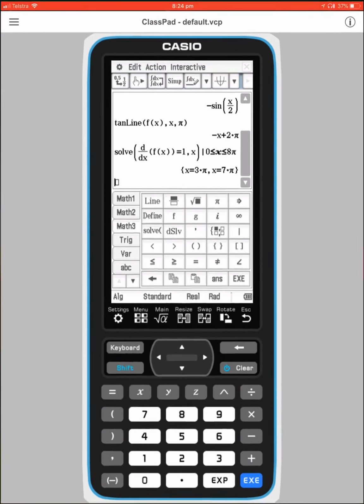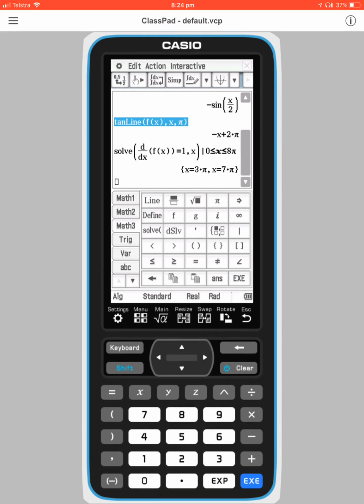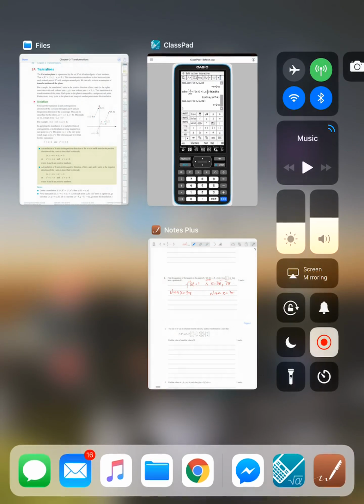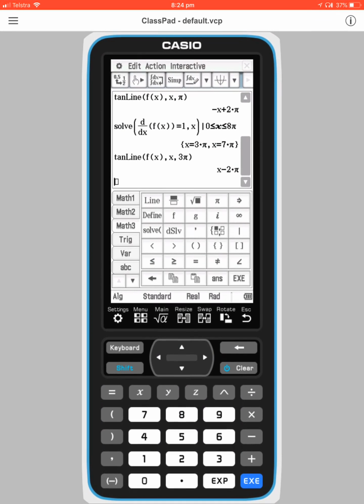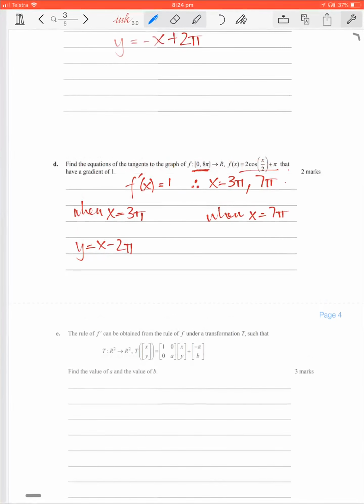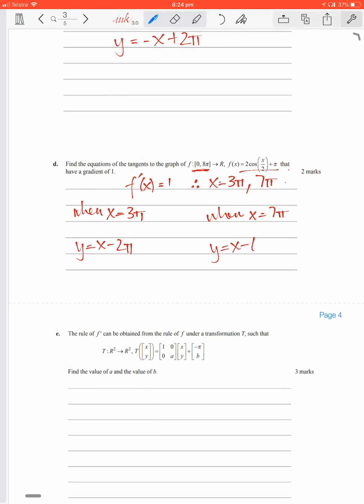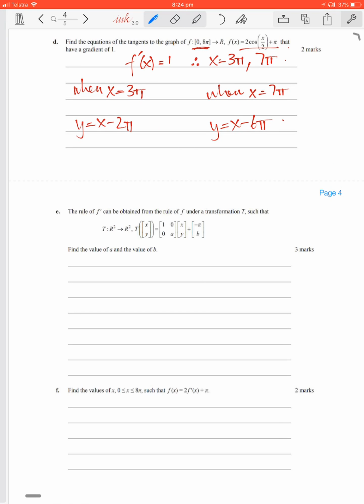Now we've pretty much just done the same question before, but before we had pi, so let's do 3 pi, x minus 2 pi. And 7 pi, x minus 6 pi. So that's those two equations.